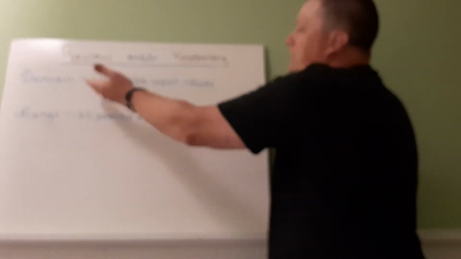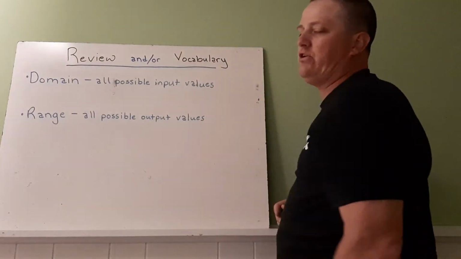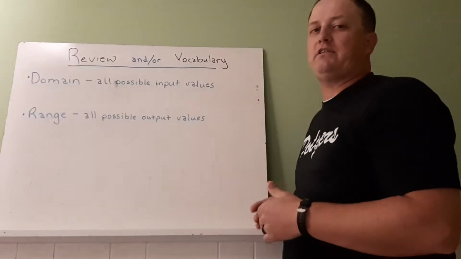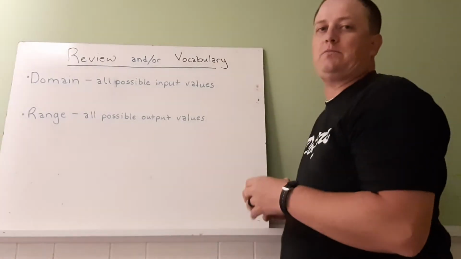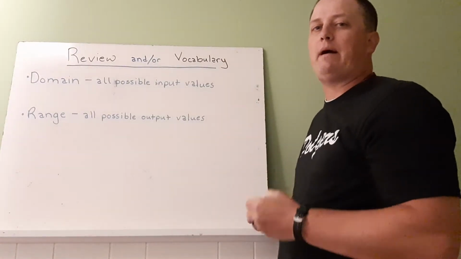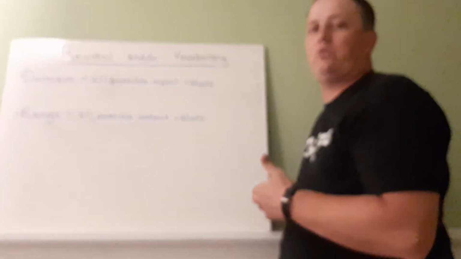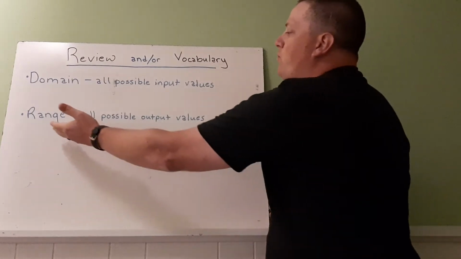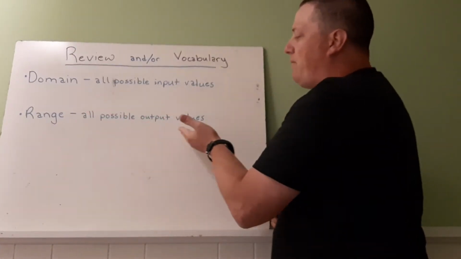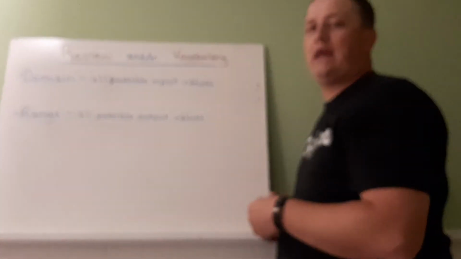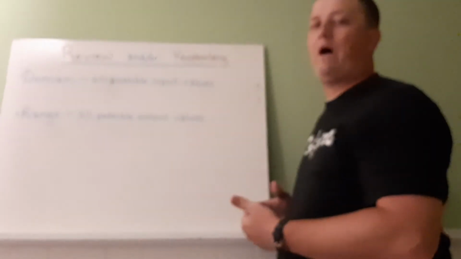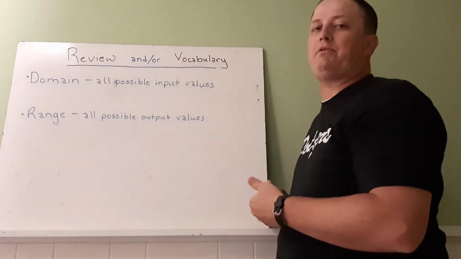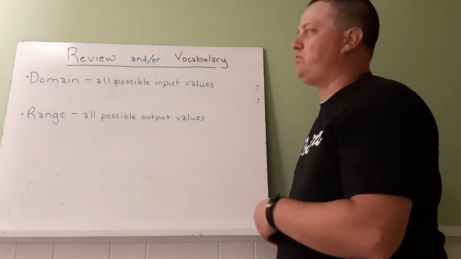Our vocabulary. Domain is all possible input values. So your domain is referencing typically all your possible x values that could represent the x value in our problem, otherwise known as our input. Range is all possible output values. So this is looking at all the possible outputs or y values that could be represented within our situation.